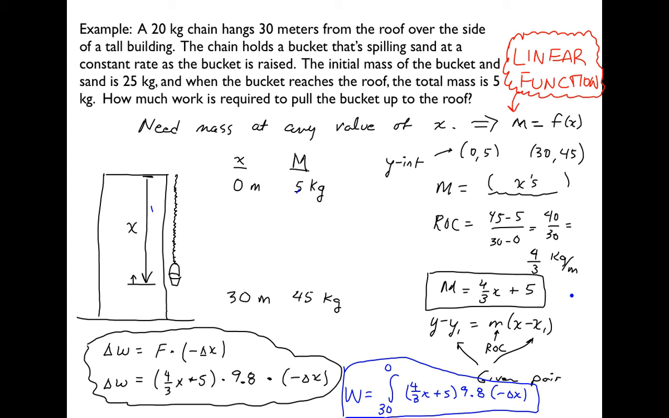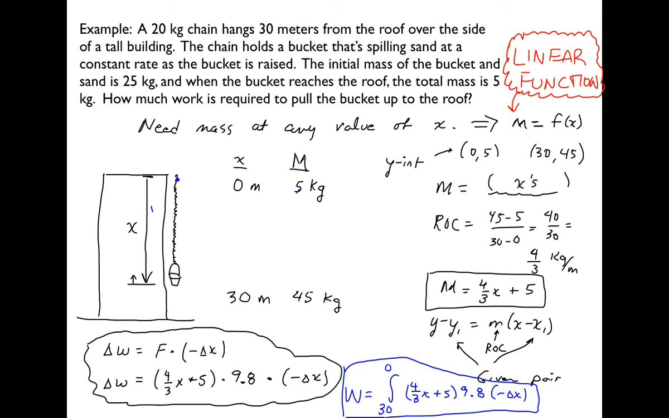Other questions? Why does it need to be a linear function? Okay, why is it linear? So there's two reasons. What is changing as we lift? Two different things. The chain. The weight of the chain. Is that linear? Does the mass of the chain decrease linearly as we pull it? Yeah. Okay, and what else is changing?